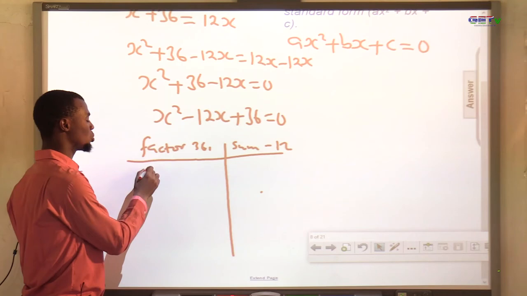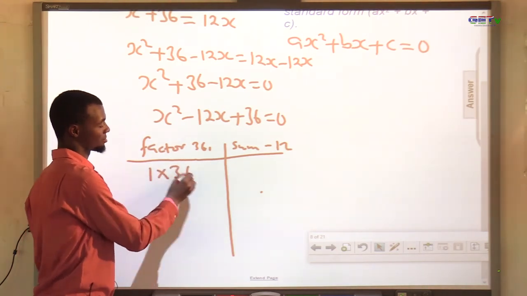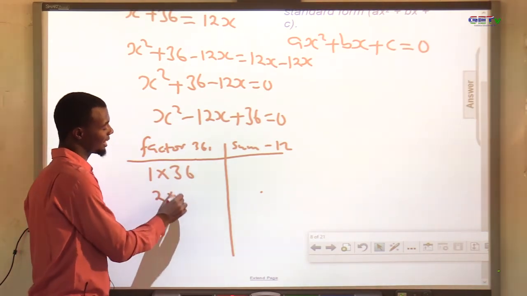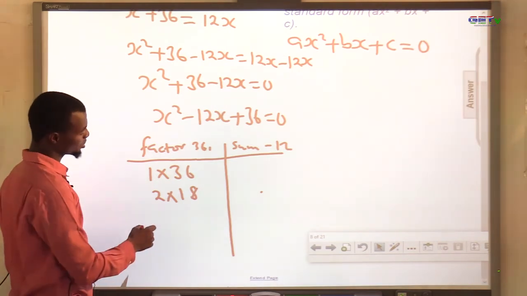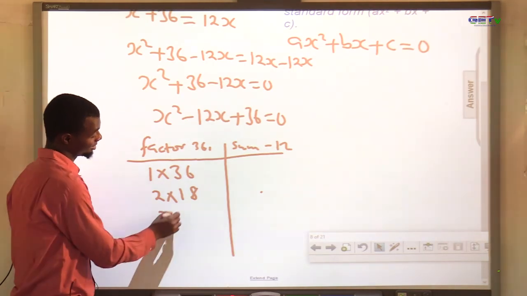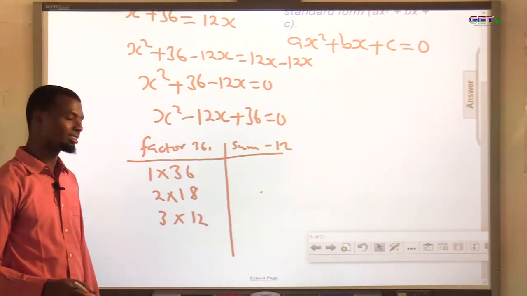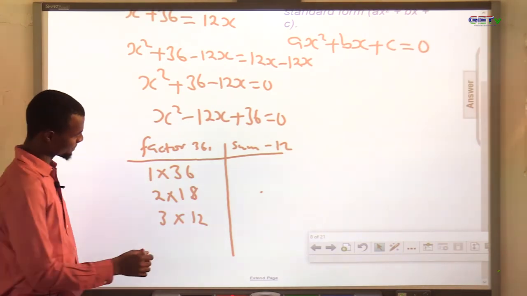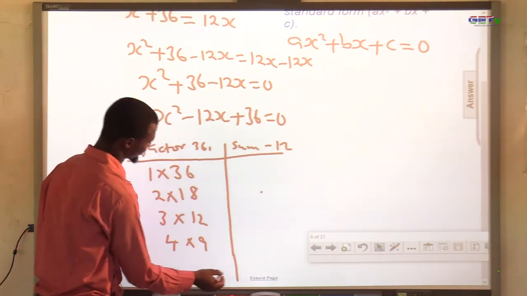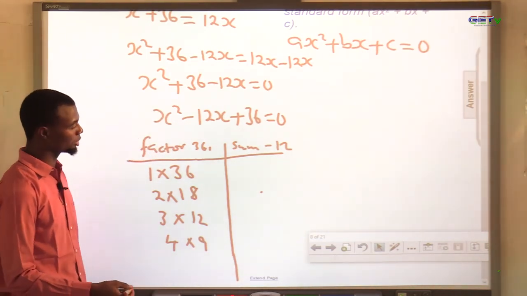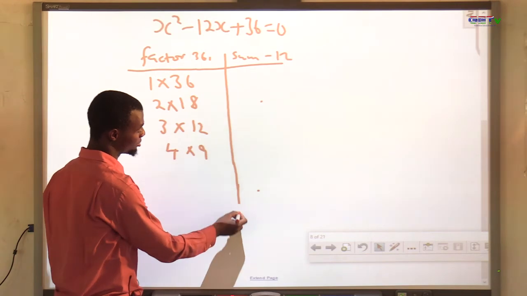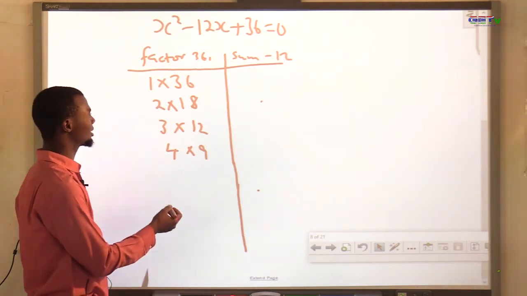Let's list the factors of 36: 1 and 36. The next one is 2 and 18. The next one is 3 and 12. The next factor of 36 is 4 and 9. You can also have negative factors. Then let's look at the negative factors.